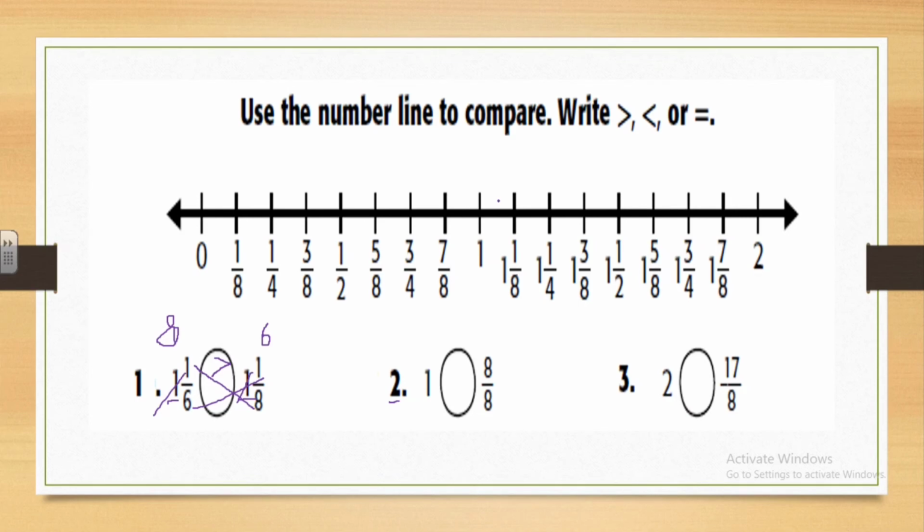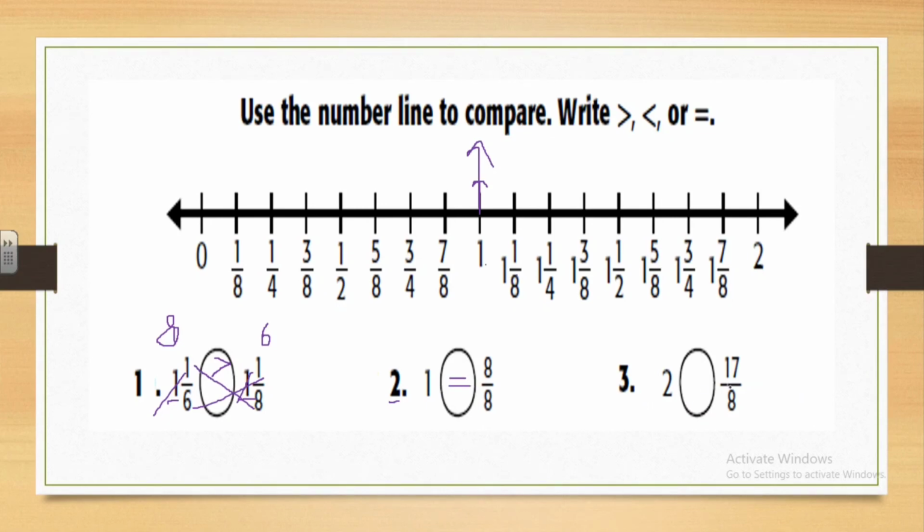Here we have 1. So the 1 is here. 8 over 8. Let's see it. Well, if you look in the number line, here 1 over 8, 3 over 8, 5 over 8, 7 over 8, 8 over 8. Over, it's like divide. So 8 divides 8 equal 1. So it will be here again. So this is equal. So 1 is equal to 8 over 8. Okay? Let's see number 3.